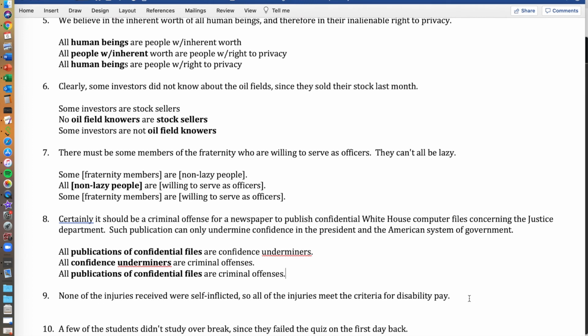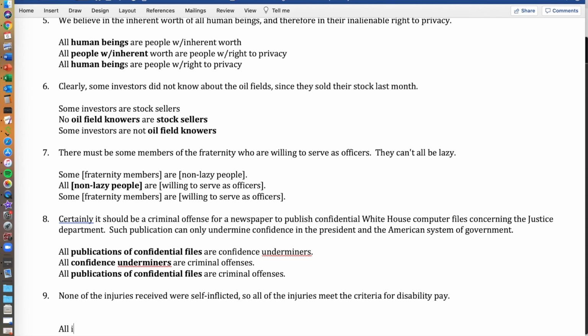We'll go to number 9. None of the injuries received were self-inflicted, so all of the injuries meet the criteria for disability pay. One sentence, but obviously two statements, and here we have the indicator so, and that tells us that the second statement is going to be the conclusion of the syllogism. It's the claim of the natural language argument. And it's pretty close to being in standard logical form already. At least it's clearly an indication that we have a universal affirmative statement. So let's complete first that conclusion in standard logical form.